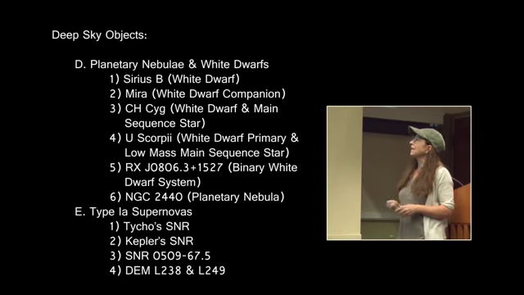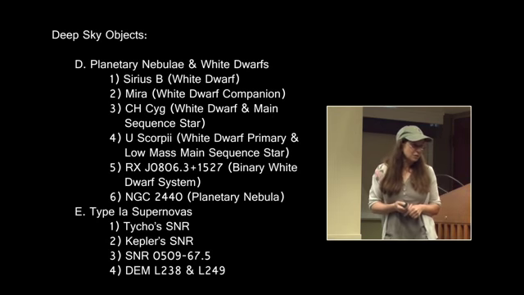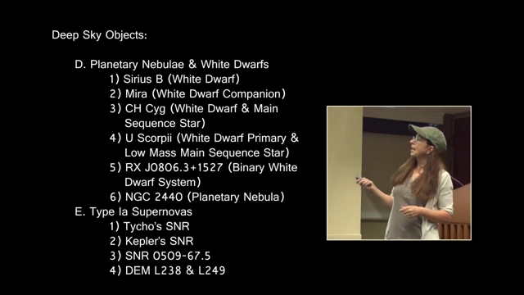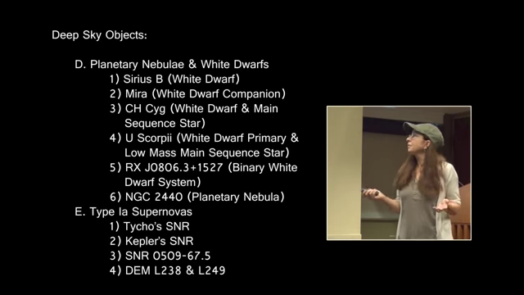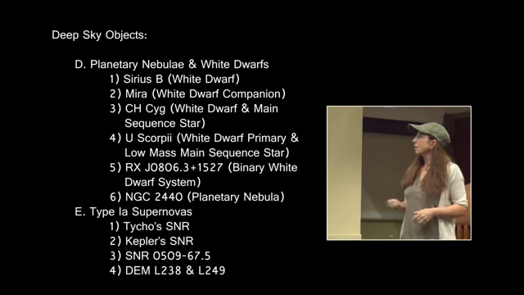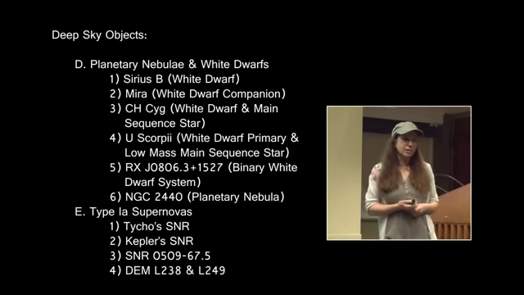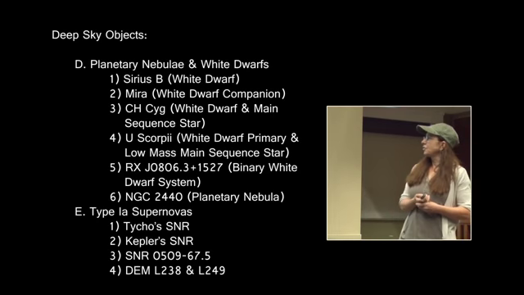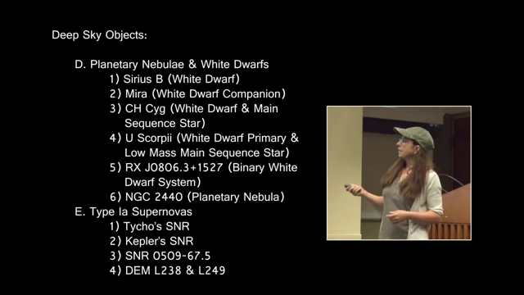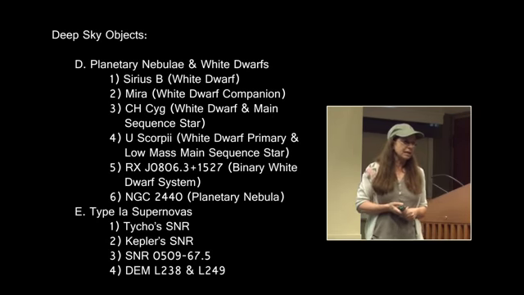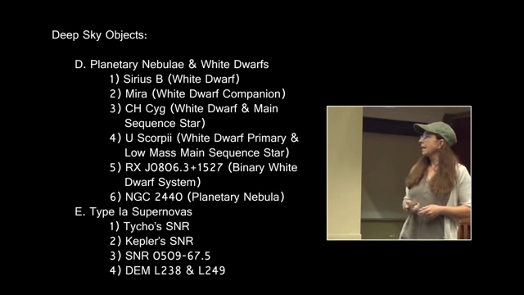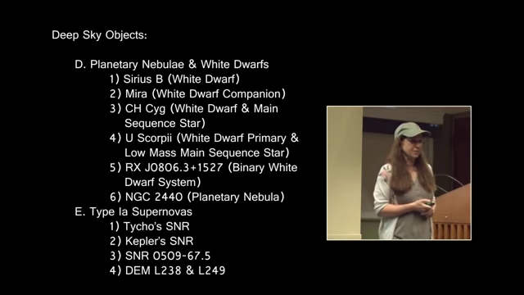We have planetary nebulae and white dwarfs, several of those. Sirius B, Mira, which is a red giant, also has a white dwarf companion. CH Sig Euscorpii, this binary white dwarf system with a really sexy name of RXJ0806.3. And NGC 2440, the token planetary nebula for this particular event. And we have 4 different type 1a supernovas.